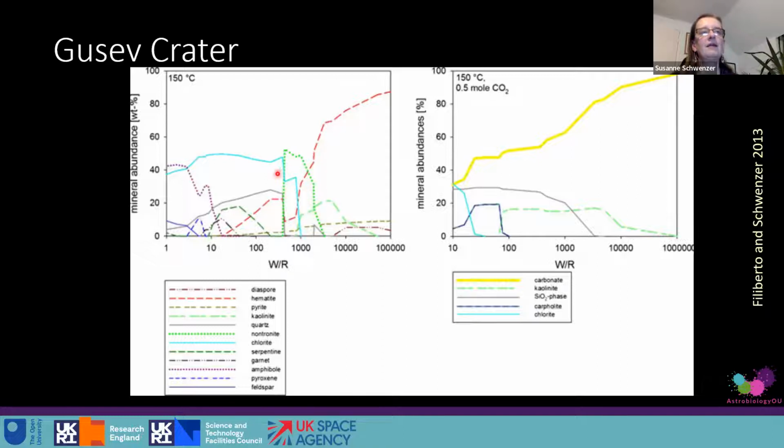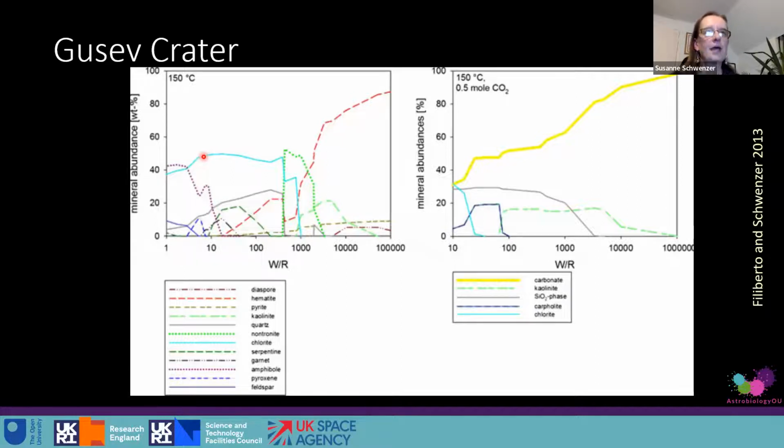And you see that this is kind of a transition zone where we go from a lot of nontronite into a lot of chloride. We are getting quartz at some point, especially when we are getting serpentine. And then we again have a metamorphic composition down here with some amphiboles and lots of chloride.